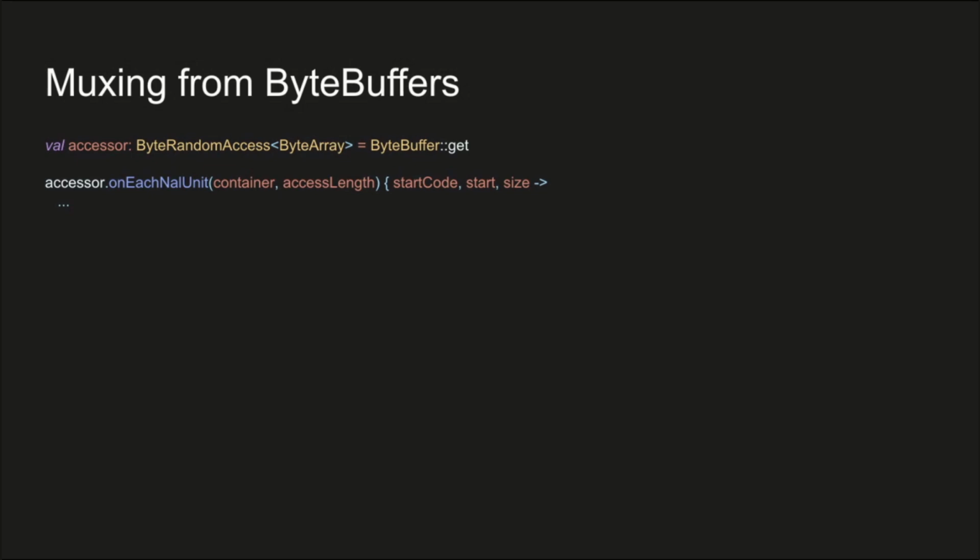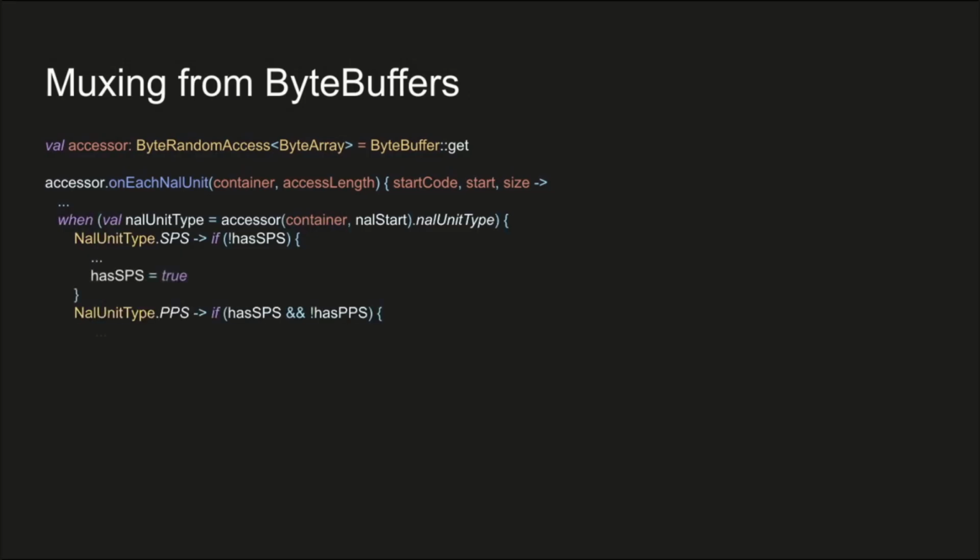I can just call this on each NAL unit. If I don't have SPS, in other words, I haven't sent it out, I can do something. Now I have my SPS. PPS has to follow SPS as far as FLV is concerned. So if I have SPS and I don't have PPS, I can do some operations. Now I have PPS. Finally, if I have both SPS and PPS, I can now push out my video frame. And this was all being done with this simple extension on each NAL unit.